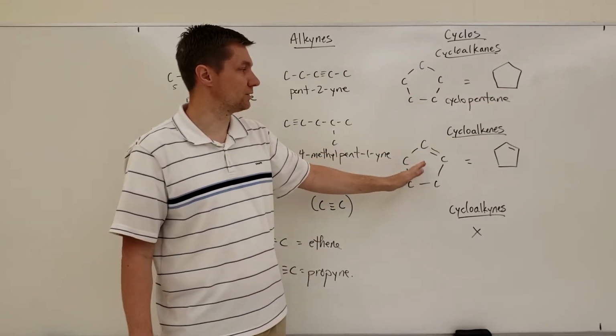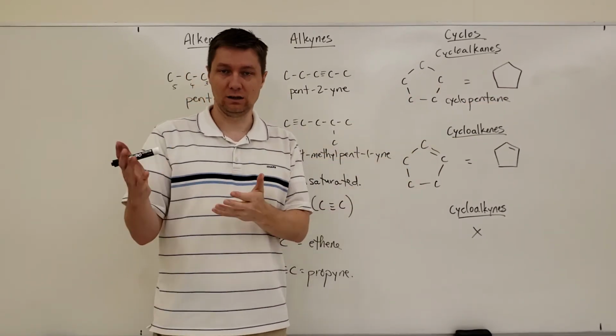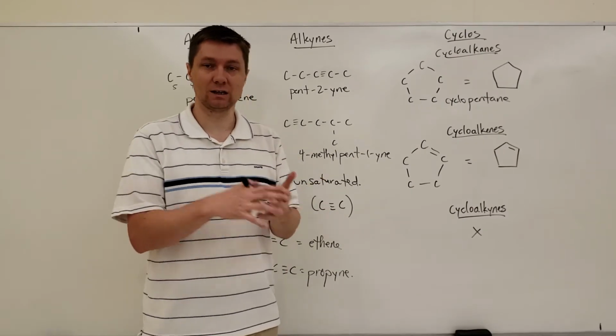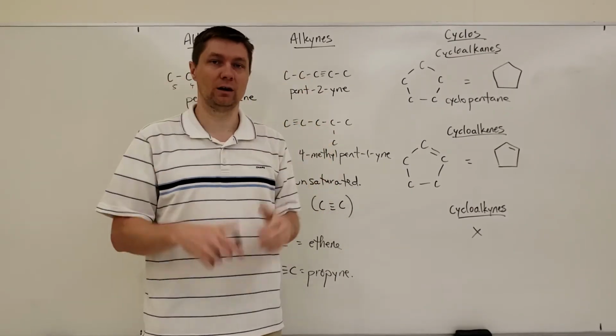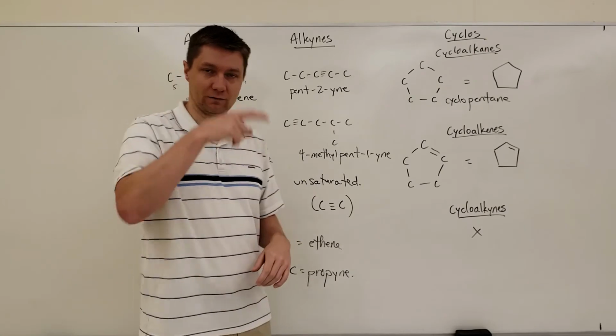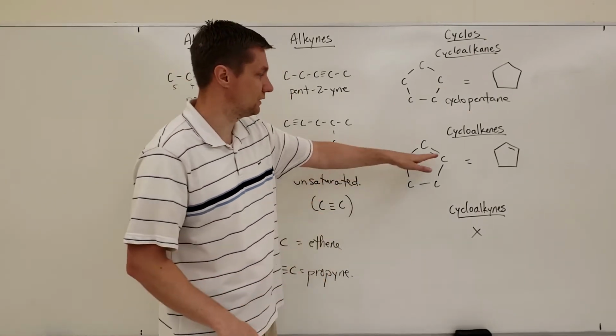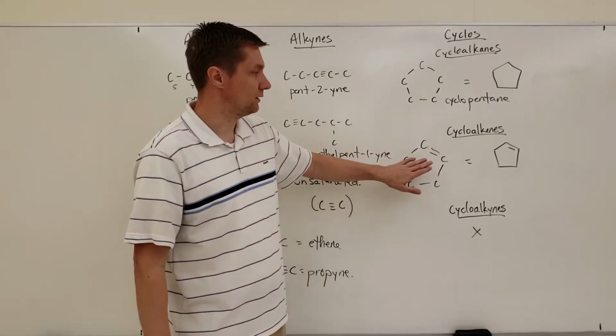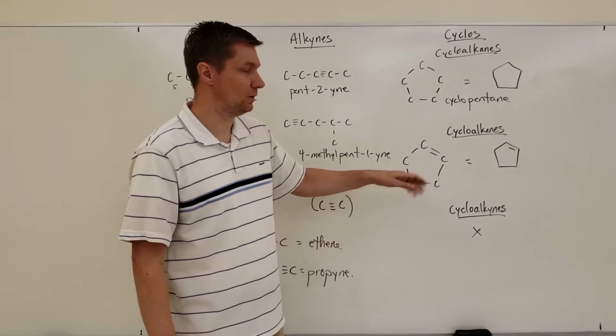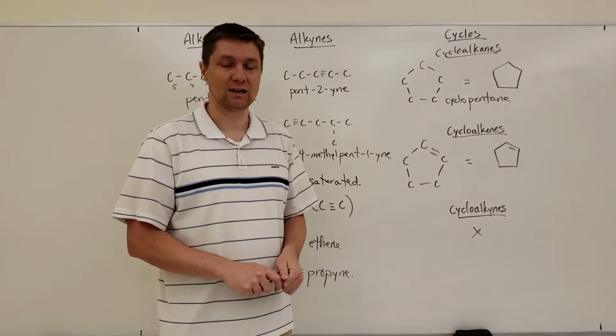Also this guy right here, cycloalkenes. Alkene means that it's got a double bond in it. Cycloalkene means that it's got a double bond in it and it's connected, sort of in the circular formation again. So you can see this diagram right here is my cycloalkene. This would be cyclopentene.